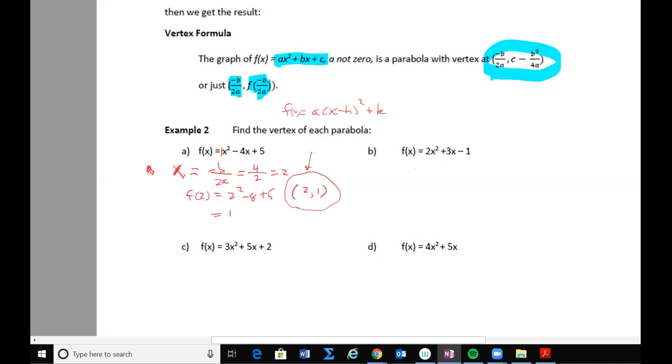Okay, so for this one, x for the vertex would be minus b over 2a again. So you'll have to remember that. And that's minus 3 over 4. Okay, now this one's a little bit troublesome just because of the fraction, right? It's going to be 2 times negative 3/4 squared plus 3 times negative 3/4 minus 1. So I get, what is that? 2 times 9 is 18 over 16, right? And then minus 9 over 4 and minus 1.